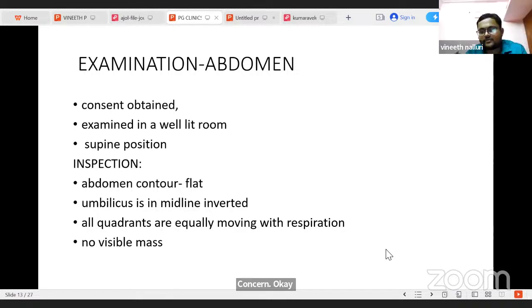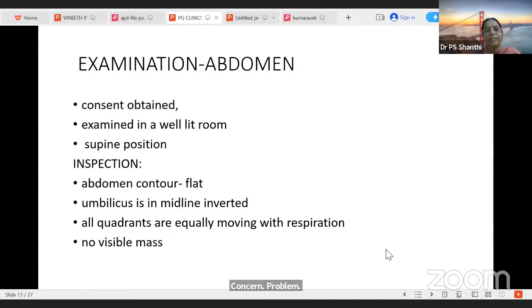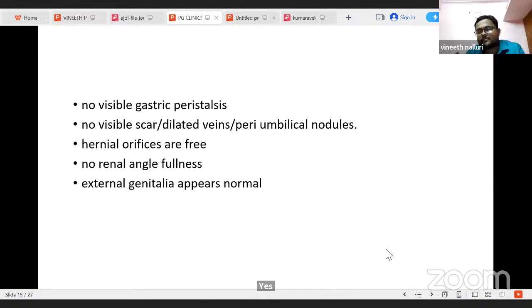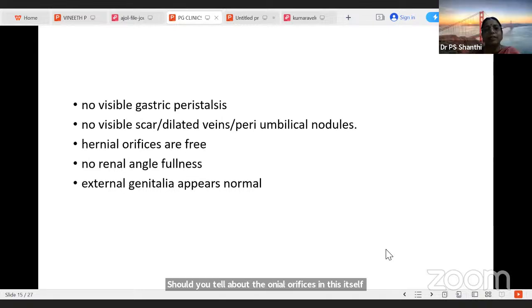Should you tell about the hernial orifices in the examination as a routine? I think you have to tell about that also. You missed that. No visible mass. Next, go to the next slide. Why should you tell about gastric peristalsis? You cannot say gastric, you just tell whether it is no visible peristalsis.